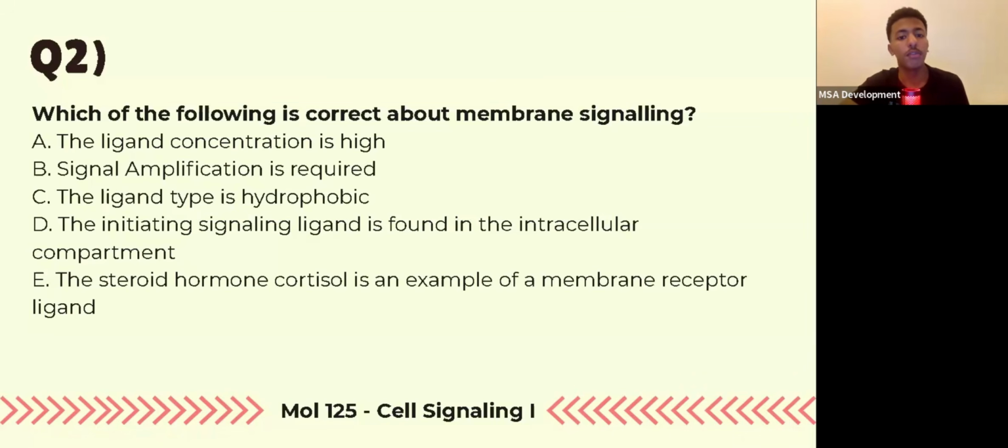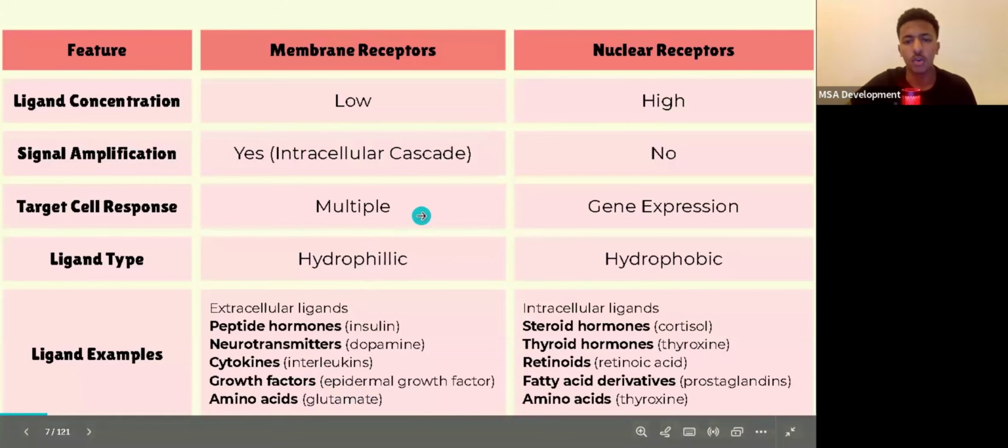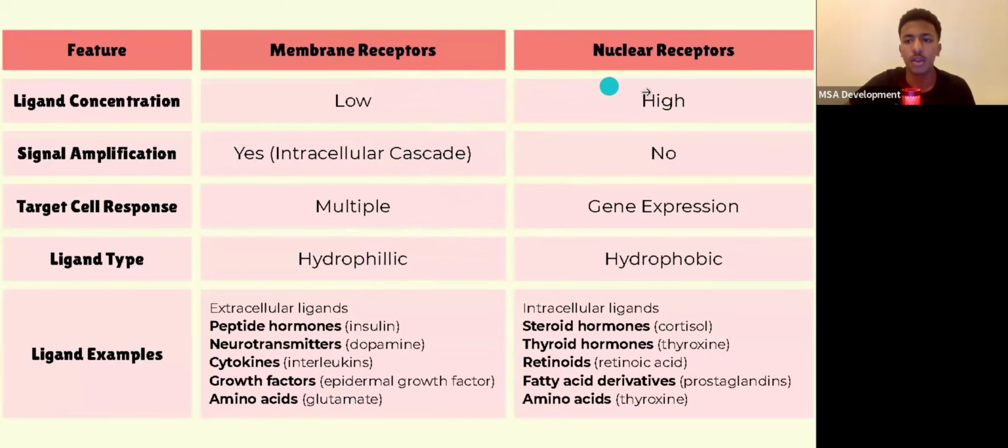Question 2. Which of the following is correct about membrane signaling? Okay, 3, 2, 1. Let's begin. So this is a very nice table which compares membrane receptors to nuclear receptors and the features, okay? So ligand concentration. For membrane receptors, you have low ligand concentration. You just have to memorize it. For nuclear receptors, you have high ligand concentration. And then based on this, we can predict the second line.